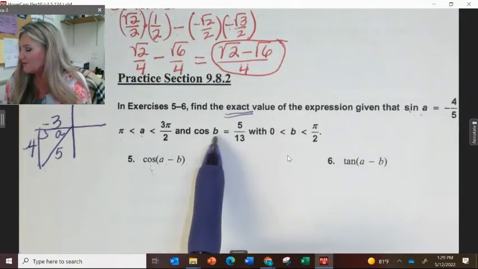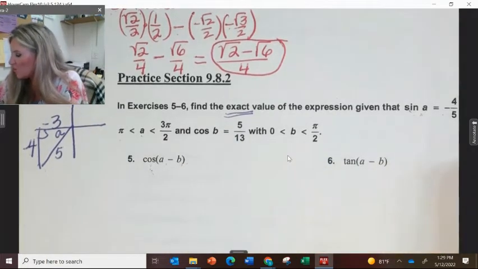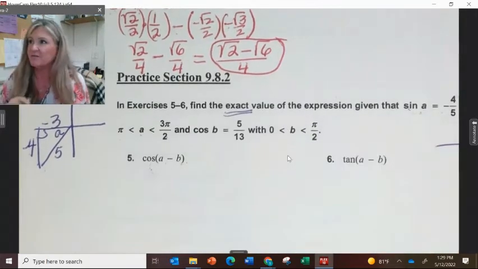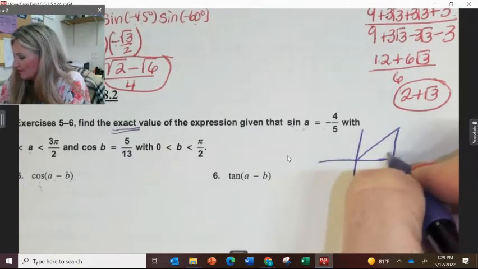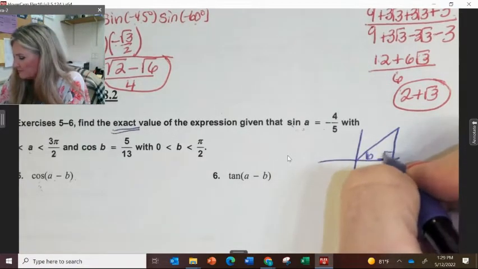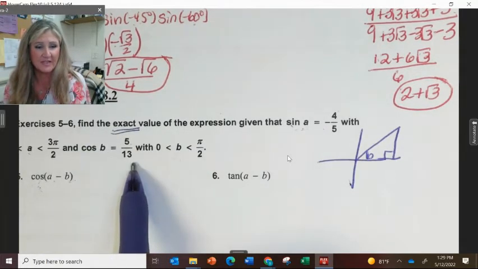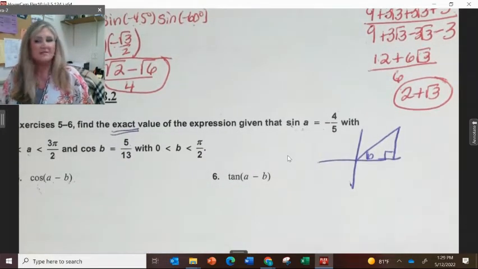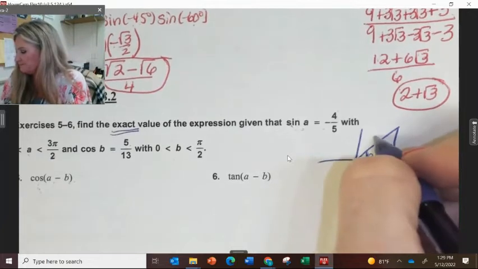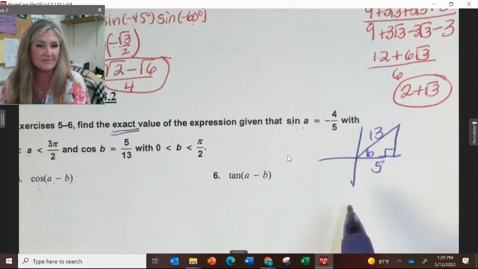Now we're going to look at the other angle they give us. They give us information about angle B's cosine. So I'm going to draw a picture. Which quadrant based on this information here? First quadrant. So I'm going to put angle B in the first quadrant. It's right there, angle B. And they tell us that the cosine of B is 5 over 13. So what is 5 going to represent? The x, or the adjacent. And the 13 is going to be the r value, or the hypotenuse.